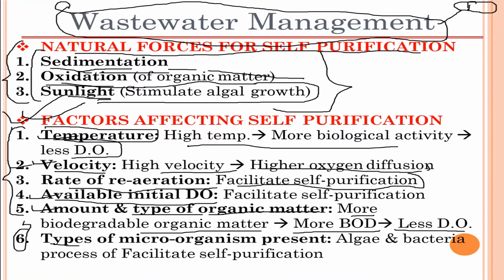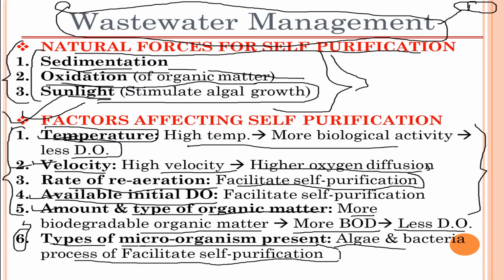Also talking about the sixth point, which is the types of microorganisms present. This is something that is never under our control. It depends on the type of climate and environment, and thus the type of microorganisms present in that particular environment. So the types of microorganisms mainly influence these self-purification steps. Microorganisms such as algae and bacteria facilitate self-purification. There are different types of algae and bacteria that facilitate different sorts of self-purification processes. And with that, we need all of these natural factors that are responsible for self-purification.